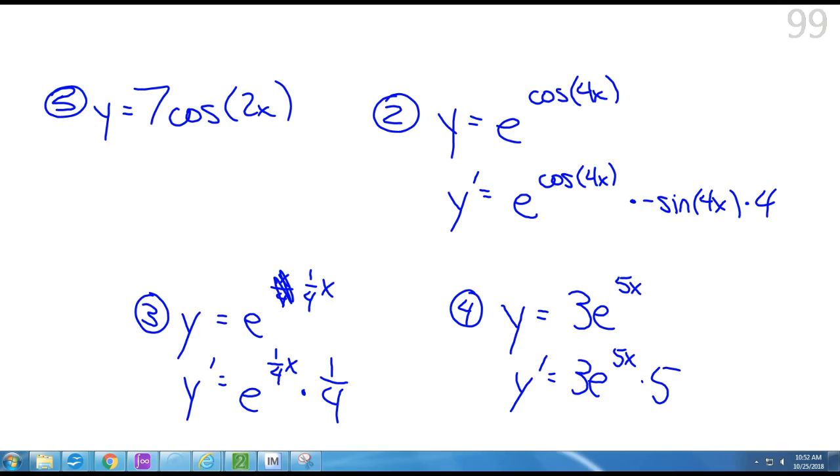Let's say I looked at this like product rule. The first function is a 7, the second function is cosine of 2x. The product rule would tell me to do the second thing times the derivative of the first thing. What's the derivative of the first thing? 0. Plus the first thing, this is why it drops. That 7 just stays. Times the derivative of the second thing. So what's the derivative of cos? Negative sine, leave the 2x alone, and multiply by 2.